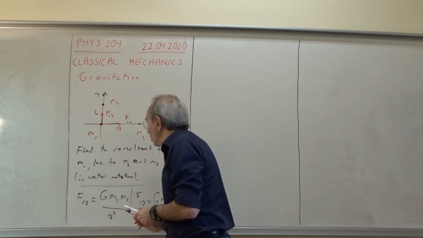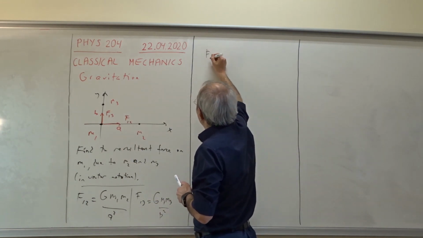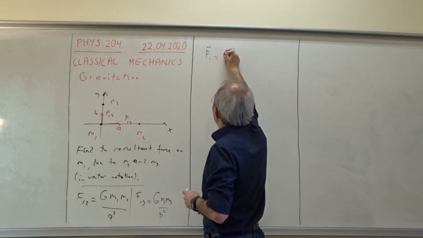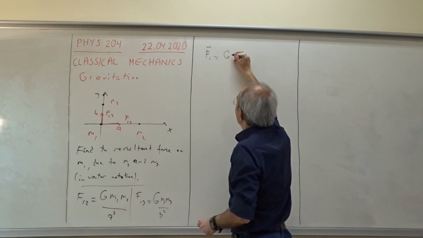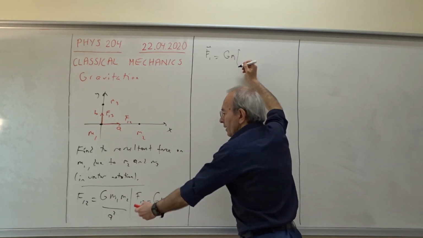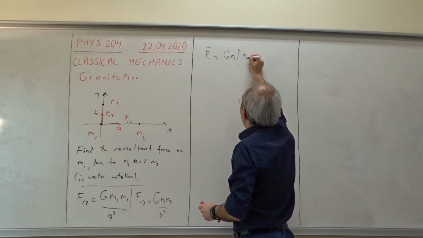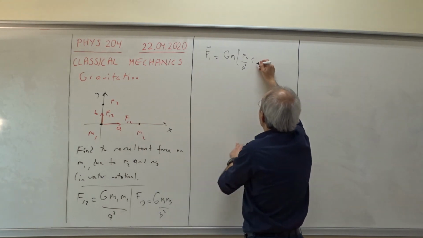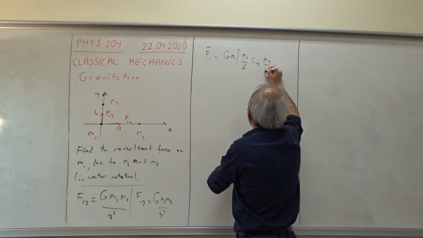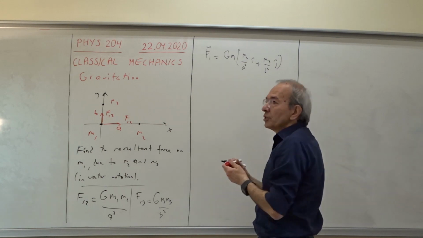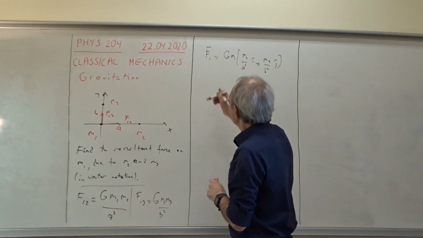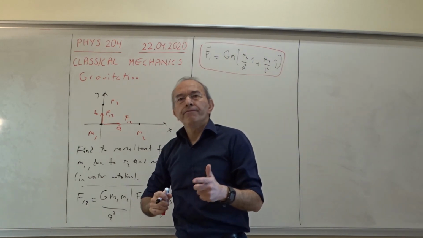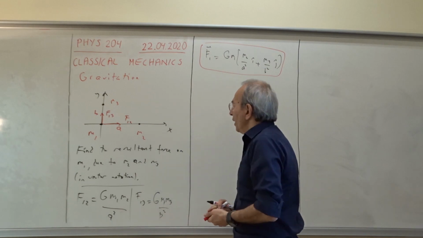So the resultant force on 1 will be F on 1 as a vector with a single index. G is the common term, M1 is the common term, multiplied by M2 over A squared times the unit vector I, because it is pointing to the right, plus M3 over B squared unit vector J, because it is pointing in the positive y direction. So this is the resultant force on M1 in unit vector notation.